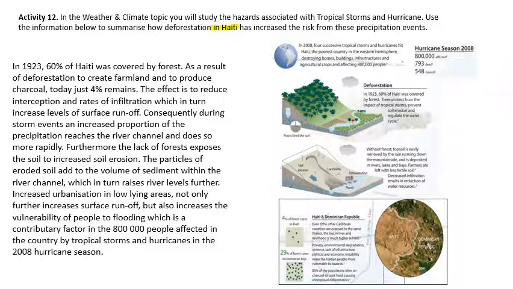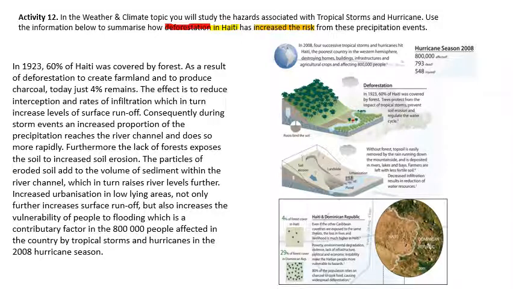Okay, so you had to summarise how deforestation has increased the risk from these precipitation events. There were two key things you had to reference in your answer: evidence of deforestation was one, and then the explanation of how it increases that risk. That's the second part of your answer.